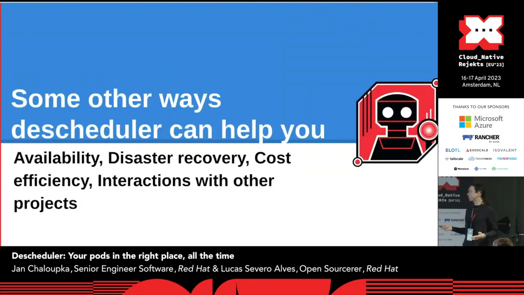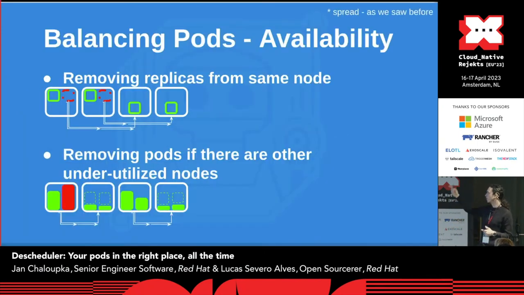And then thinking about some other ways that Descheduler can help you. So it's still about availability, or spreading pods around your cluster. Maybe you're not thinking about zones. You're not thinking about topologies and all that. You're just worried that replicas from the same deployment should be spread around. So Descheduler can help with that, and it will evict pods that are replicas in the same node, and then kube-scheduler will place them in new nodes, so you have a more spread out topology.